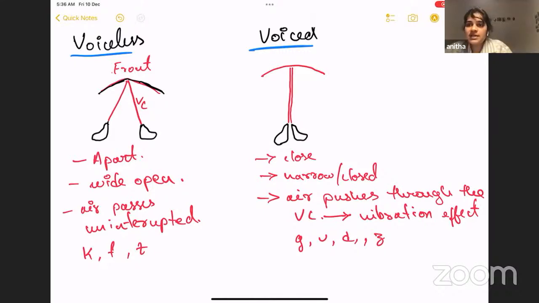When you say the second set of sounds, g, v, z, there is a sense of vibration that you will feel. It will be kind of reverberating. Whereas when you say ka, fa, ta, there is no reverberation. There are no vibrations. That is how we distinguish voiceless and voiced sounds. Voiced sounds carry vibration. Voiceless sounds do not carry vibration. They are both sounds, but the only difference is that one carries vibration and the other doesn't.